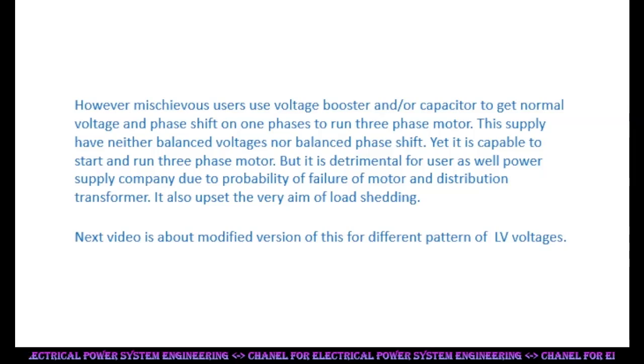Next video is about a modified version of this for different pattern of LV voltages.